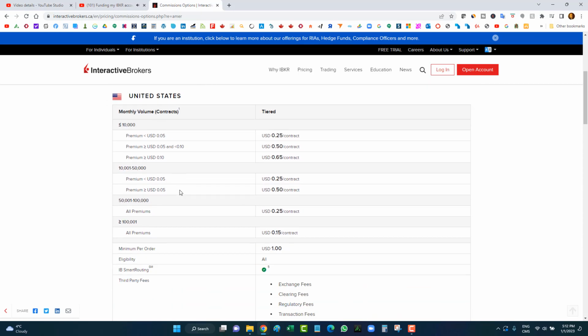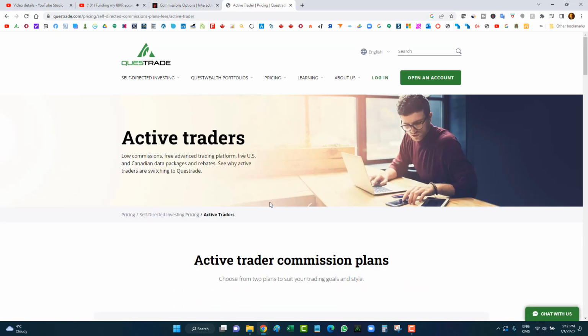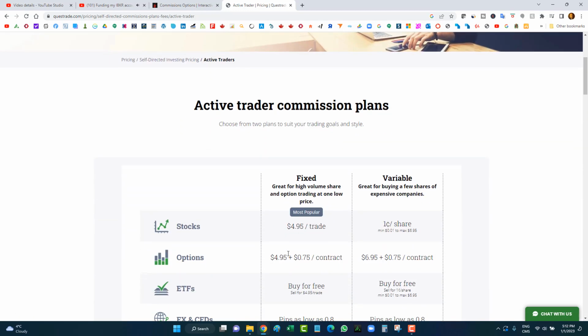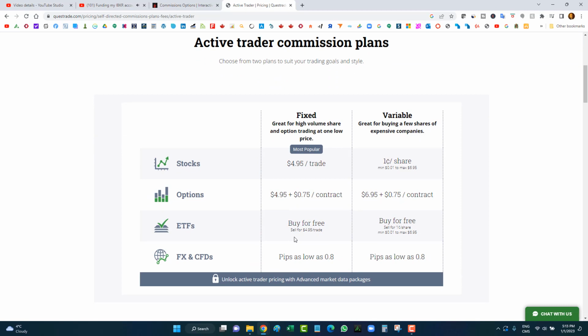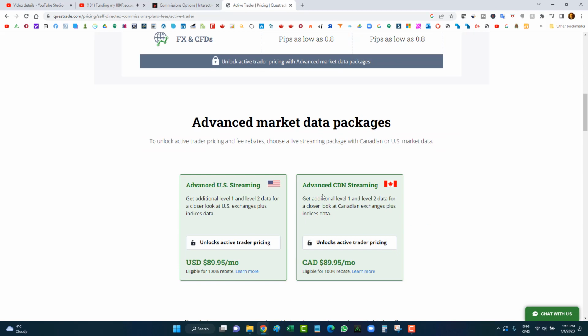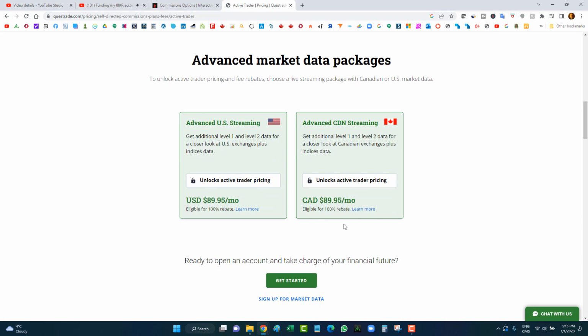Now, with Questrade, right now I'm under the active trader commission plan. So I pay about $89 a month for that in order to get this commission structure. With options, it's a flat fee of $4.95, and then it's 75 cents a contract. And it also gives me advanced streaming, whether it's US or Canadian. I picked the Canadian option.